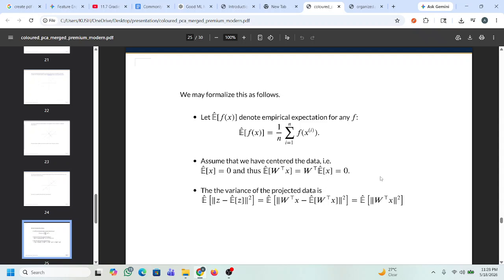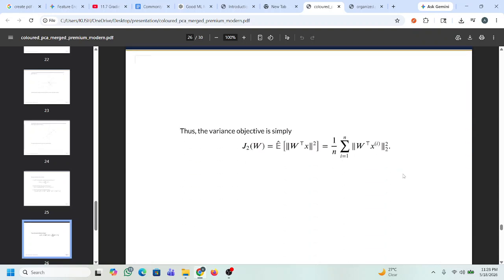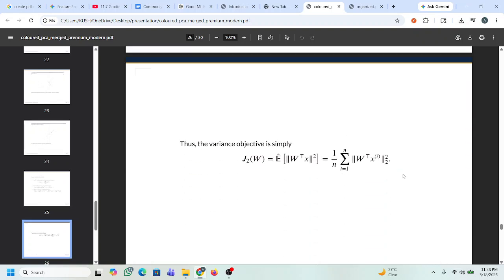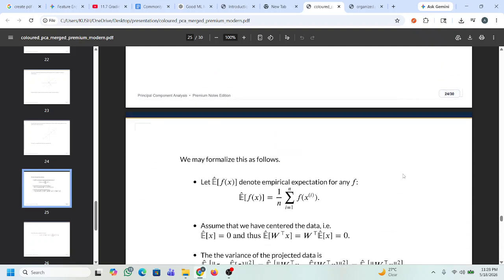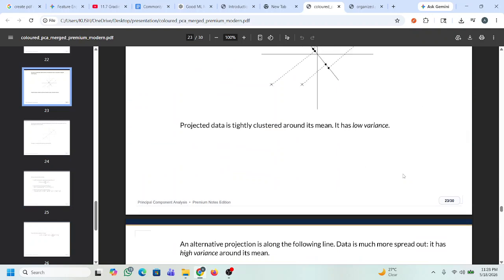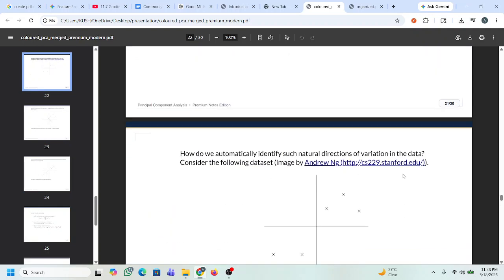Now the variance of the projected data. So what will be the variance of the projected data? E hat of (z minus expectation of z) square. So expectation of z square, z is basically W transpose x. The expectation of W transpose x is 0, as we saw here. So it will finally be just E hat of (W transpose x) square. Okay, so this is the variance of the projected data. Thus the variance objective is simply J2(W) equal to E hat of (W transpose x) square.